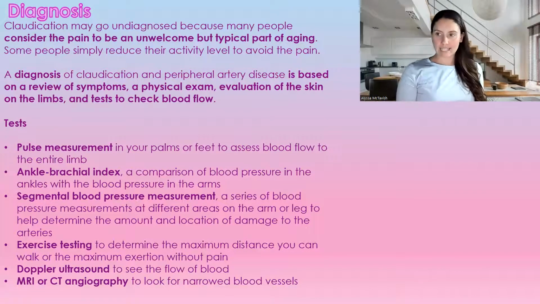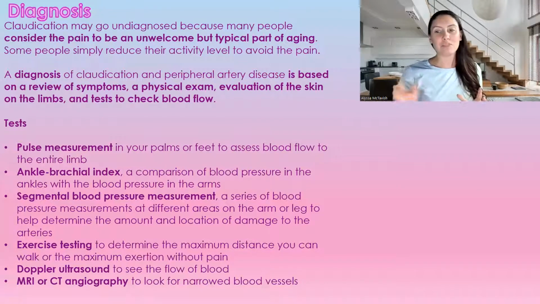So these are the tests that we may possibly do. Pulse measurements in your palms and feet. This assesses the blood flow throughout the entire limb. An ankle brachial index. This is comparing blood pressure in the ankles to the blood pressure in the arms. Now, I do have a video I will link here about the ankle brachial pulse index. I have the video, I might as well stick it there.